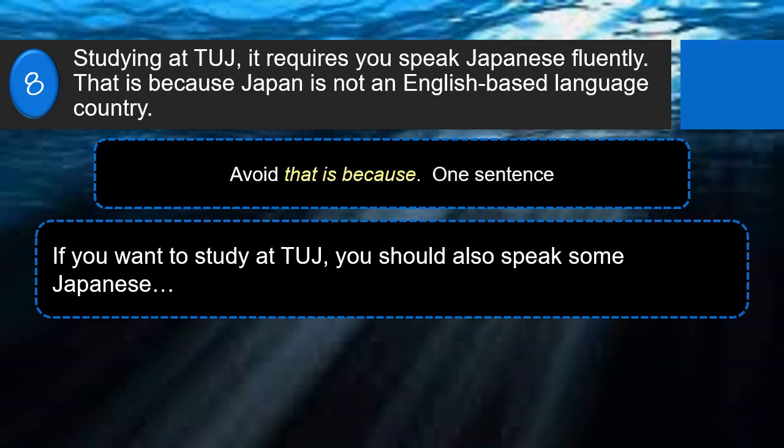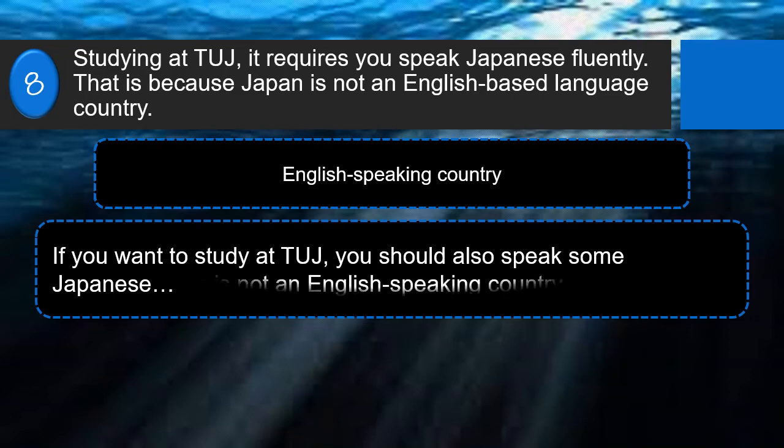Next, avoid that is because. It's just that is because. Really useless, doesn't work. Write this as one sentence. Also, English-based language country, English-speaking country. If you want to study at TUJ, you should also speak some Japanese because Japan is not an English-speaking country. This is what I would do.